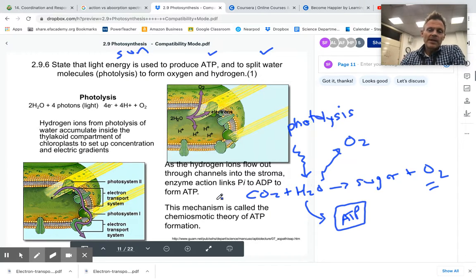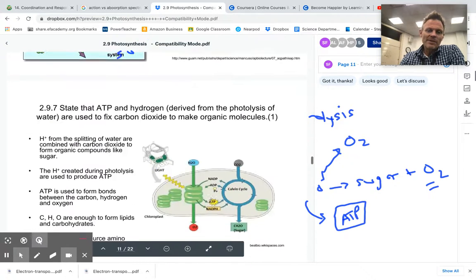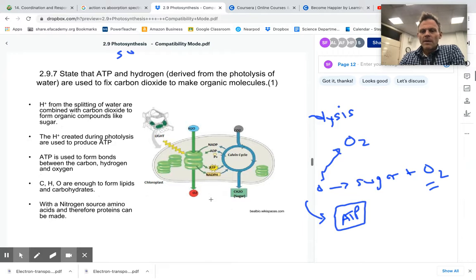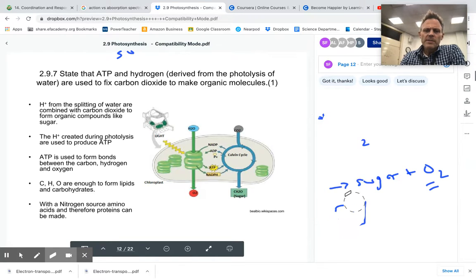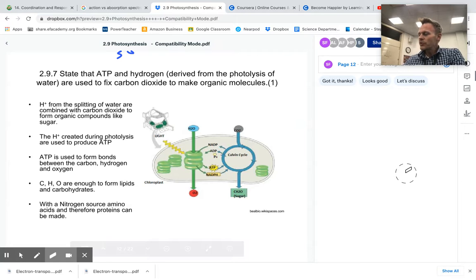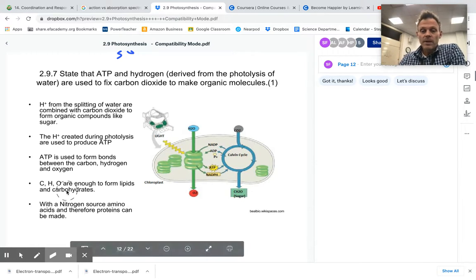Let's go to the next one, which asks you to talk a little bit more about the detail. Let me just erase this whole thing because I made a mess here. This assessment statement says, state that the ATP that we just made, I just drew it, is going to be used as our source of energy to make that organic molecule.